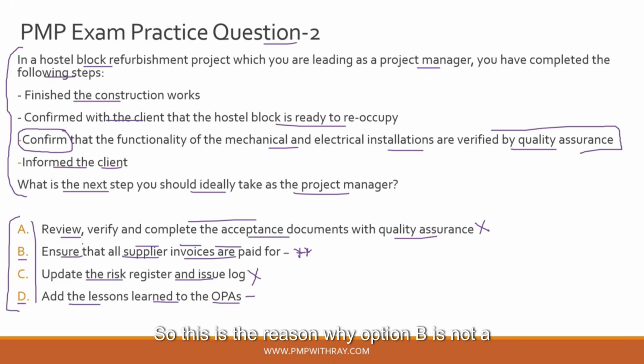So this is the reason why option B is not a core closeout activity, and hence in the 49 process chart, you will not see any activity from procurement management happening in the closeout stage of the project, because most of these checks and reconciliations happen during the monitoring and controlling phase as part of your control procurement activities.